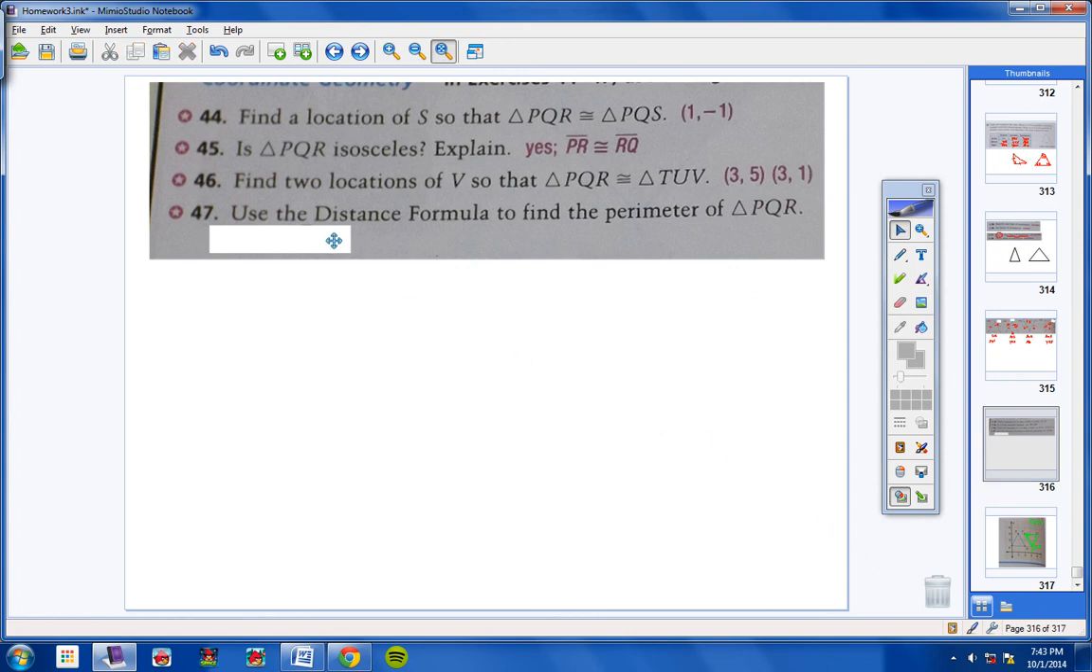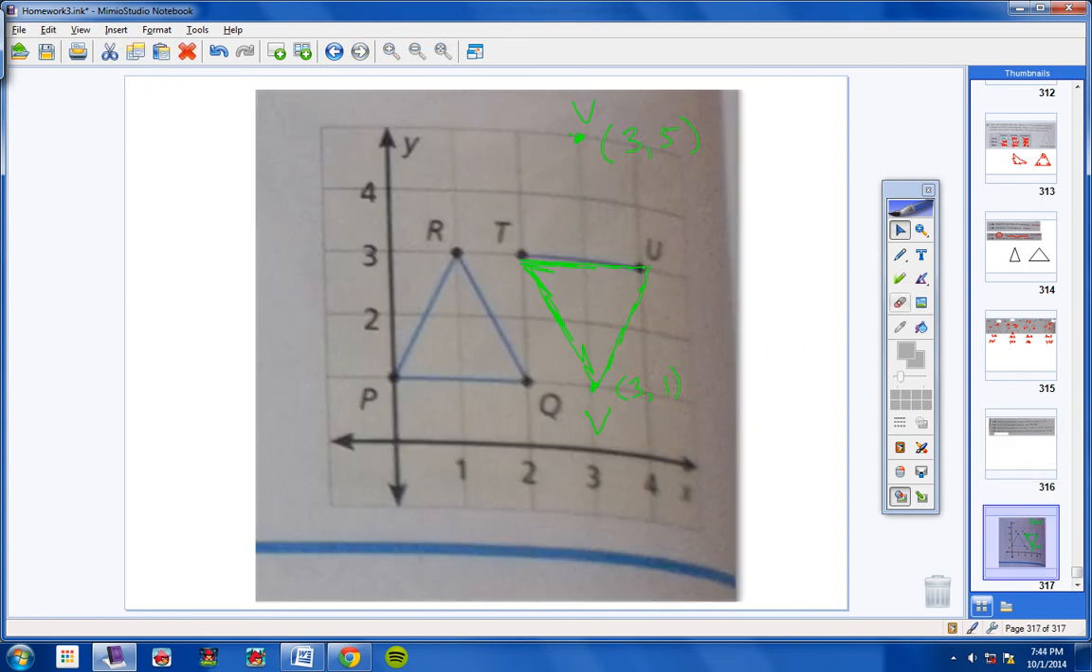All right, and lastly, we're going to use the distance formula to find the perimeter of PQR. Now that sounds like a really long problem, and it's actually a very short problem. Let me show you why. First of all, we already know the length of this side here is 2. 1 space, 2 spaces. So this side here has a length of 2. Now once I find the length of this side here, don't forget that the length of this side here would be the same as this length over here. They're the same length. So all I have to do is find the length of one side, and then I can very easily find the length of this side over here.